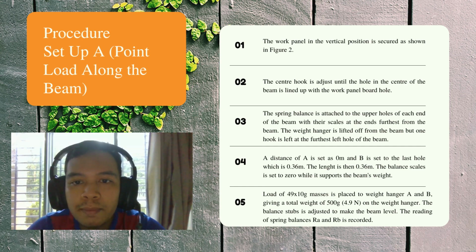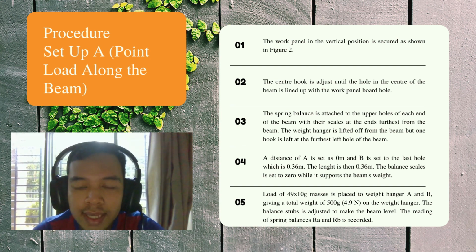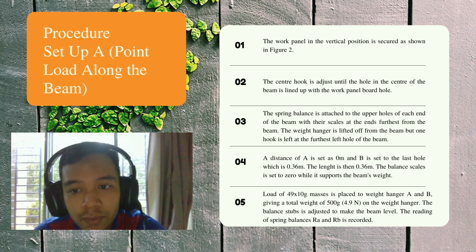For setup A, point load along the beam. First, the work panel in the vertical position is secured as shown in figure 2. Second, the center hook is adjusted until the hole in the center of the beam is lined up with the work panel board hole. Third, the spring balance is attached to the upper hole at each end of the beam with their scales at the ends furthest from the beam.